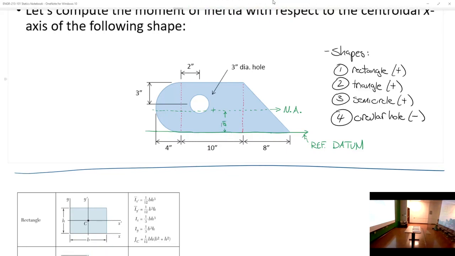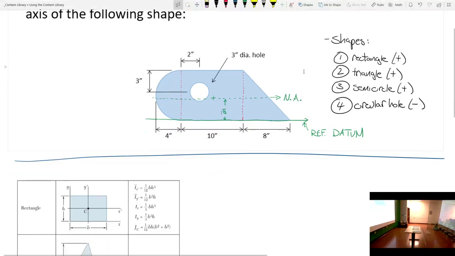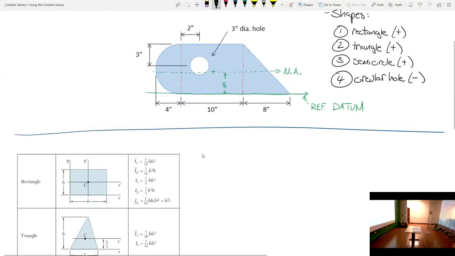So I'm going to handle each shape one at a time. And let's start off with the simplest shape. Let's start off with this rectangle. Okay? Now, here's this rectangle, okay? And so the first thing I'm going to do is look at this. Let's see, I got a lot of terms with respect to B and H, okay? So for this rectangle, would you agree with that? B is 10 inches and H is 8 inches. I think it's pretty simple.